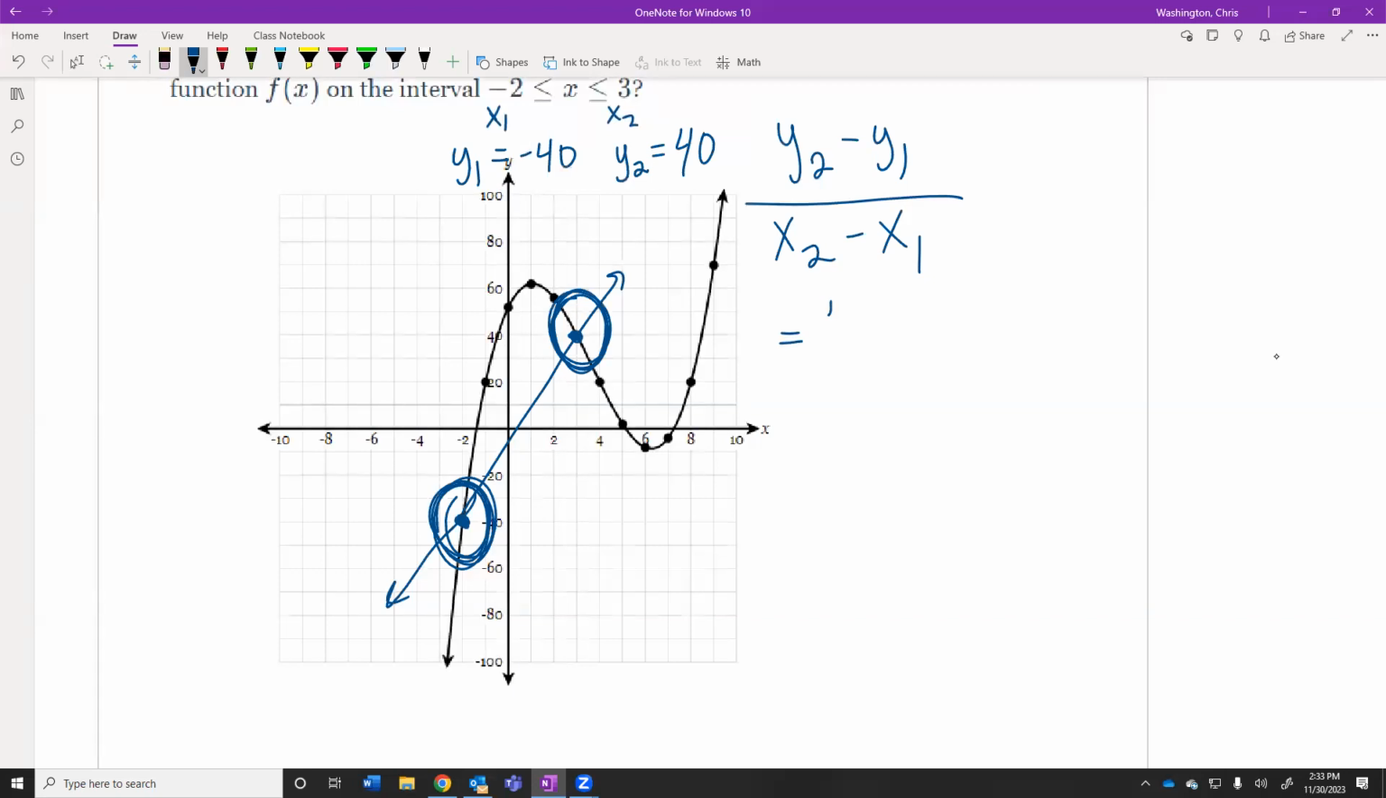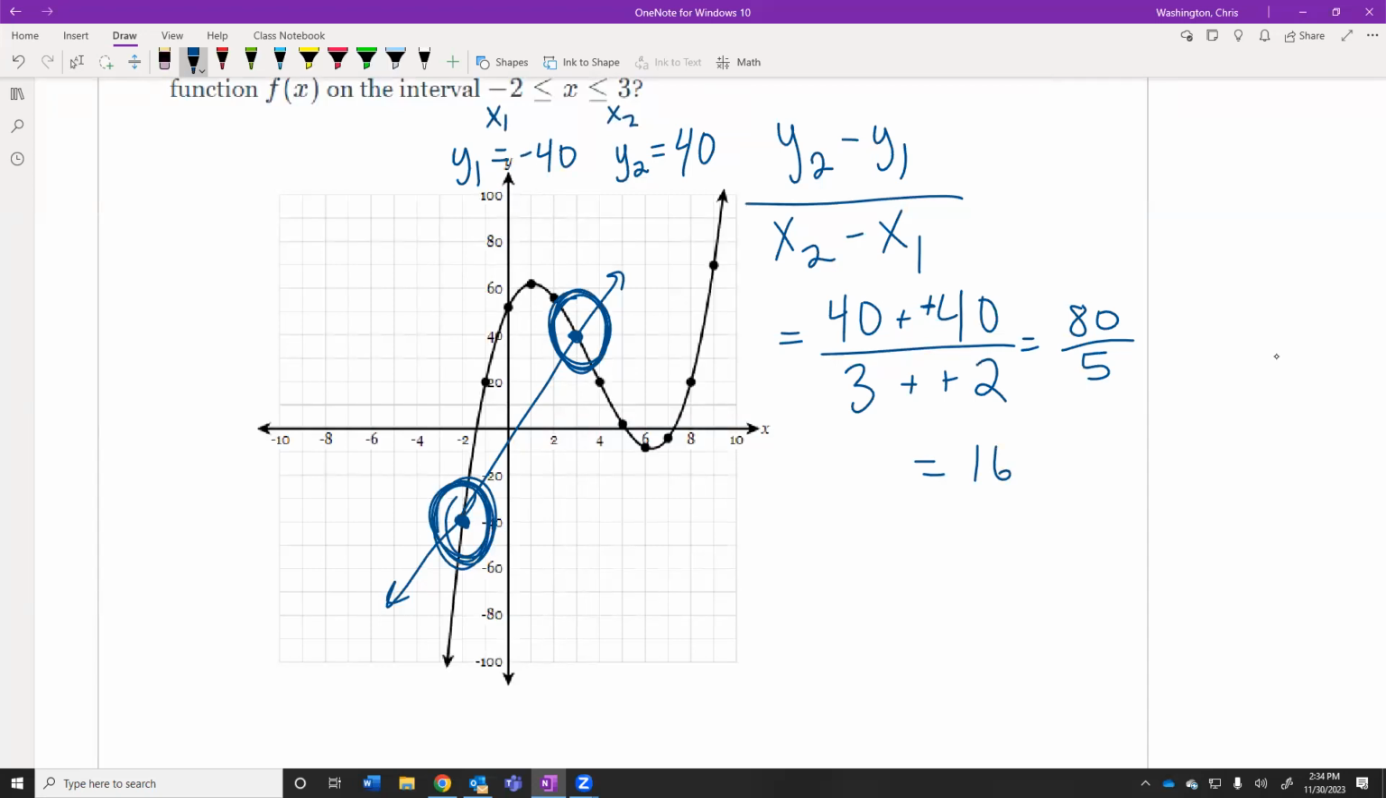should be okay. Y2 is 40 minus -40, which is different than just 40 minus 40. So be really, really careful when you subtract a negative number, because it does end up being 80, not 0. Because if you did 40 minus 40, you would just get 0. That's not right. And then the bottom is going to be X2 minus X1, which is 3 minus -2. So we do end up with adding on top. We actually end up adding our bottom as well. And we get 80 divided by 5, which is 16.